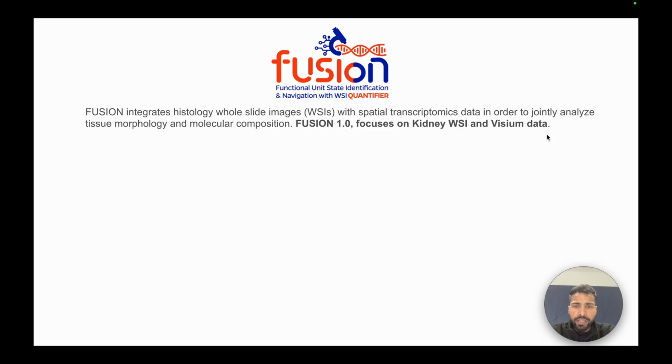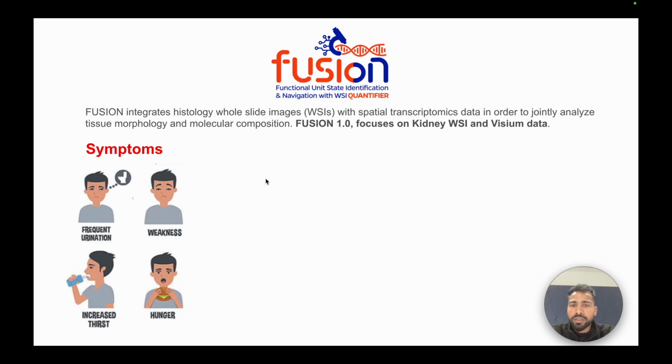But why do we need this? Why do we need to combine histology images with spatial transcriptomics? The answer is accuracy and more insight. Traditionally, doctors predict diseases from symptoms. For example, frequent urination, weakness, increased thirst, and hunger might suggest diabetes, but these same symptoms can also appear in urinary bladder cancer. So, symptoms alone aren't always precise, they only help narrow down possibilities.